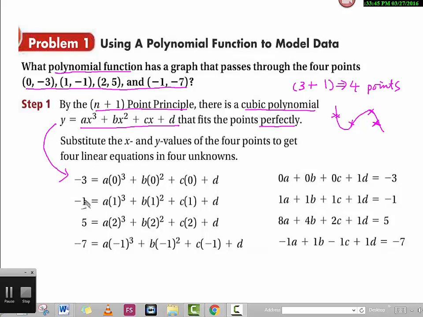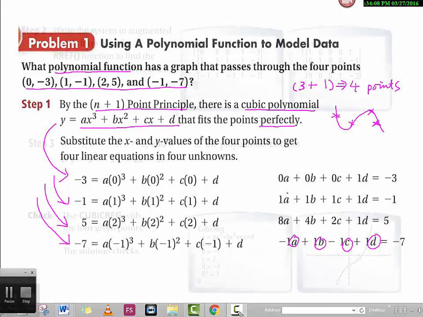So we do the same thing for the 4 points. We got 4 different equations. Once we know these 4 equations, we can solve for the variables of a, b, c, and d by using matrix. I'm going to show you in the next slide now.